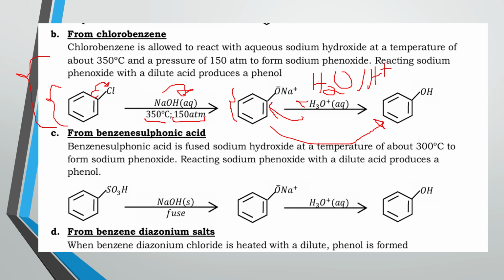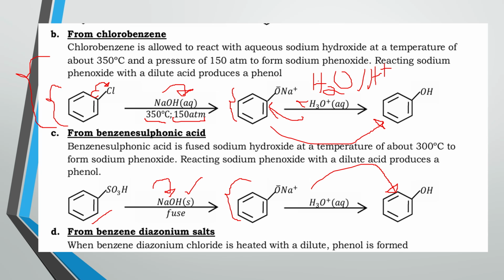So going to part C, you can also prepare it from benzene sulfonic acid, and that is done by fusing it with sodium hydroxide. Now for this case, when you are fusing, we use sodium hydroxide which is in solid state. And that's why I told you that whenever you're using sodium hydroxide, you make sure that you already specify its state. So we get benzene sulfonic acid and then we fuse it with sodium hydroxide in solid state to get sodium phenoxide. And then we repeat the reaction which we have described above to get our phenol.